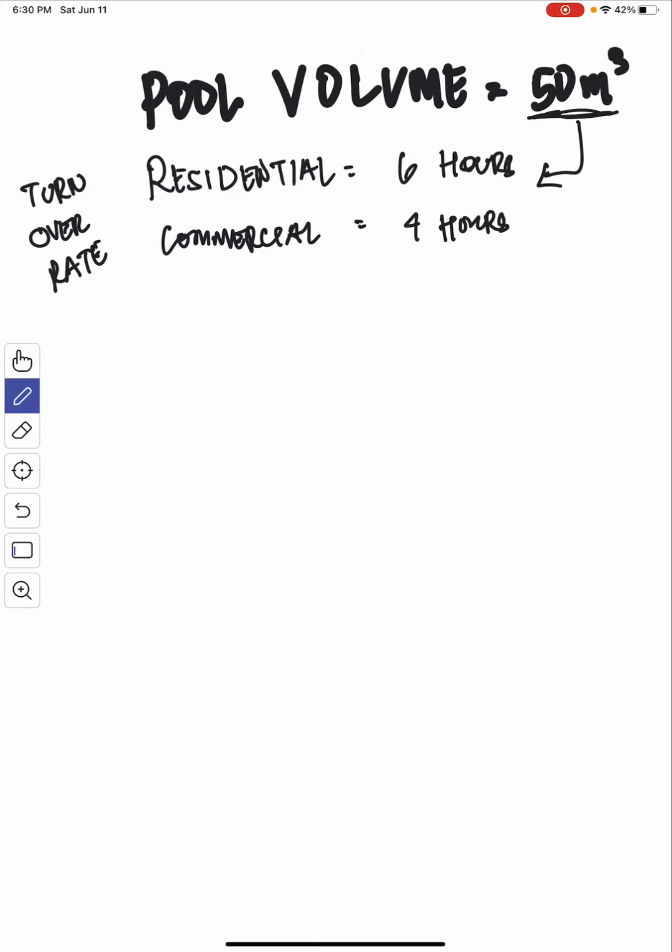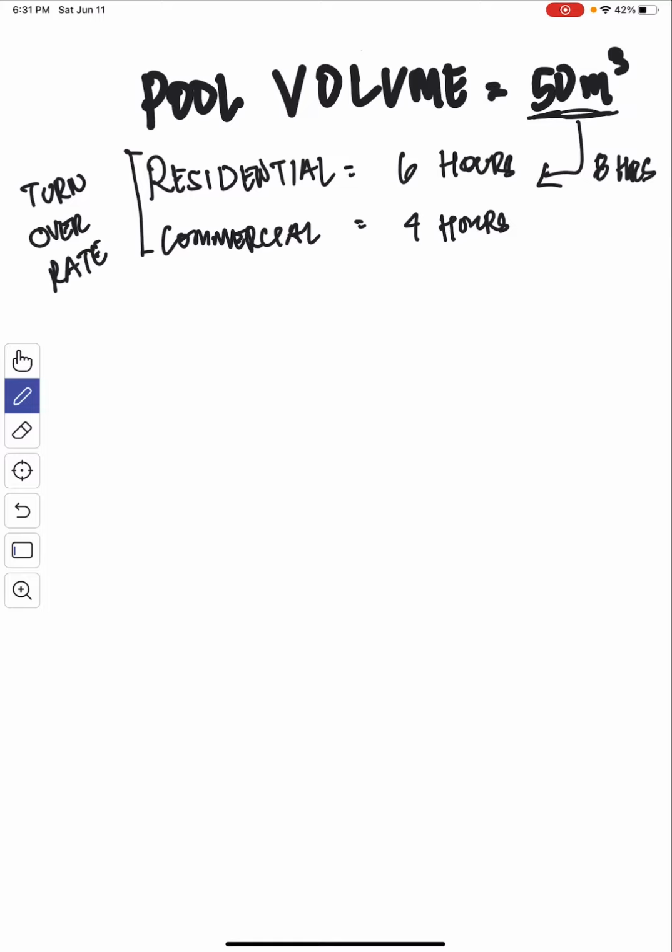One thing you also have to take into consideration is how often you'll be swimming within the pool. If you won't be swimming quite often, then you can raise it to 8 hours. But for commercial, we try not to lower the turnover rate.